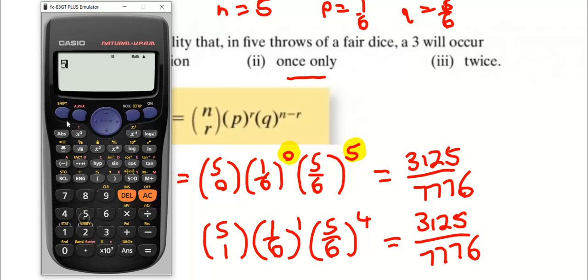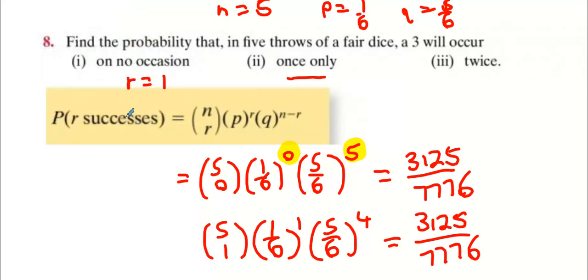5C1. Oh, sorry, delete. 5C1, multiply by 1/6, multiply by 5/6. Put the 5/6 in brackets, and power 4. What do we get? 3,125 over 7,776, same answer. All right, I think we get the gist, don't we?